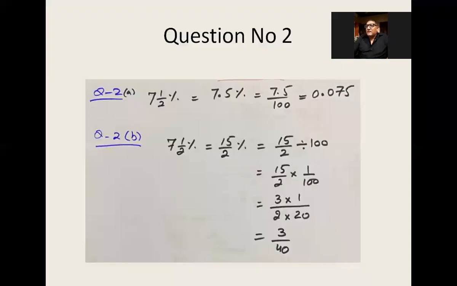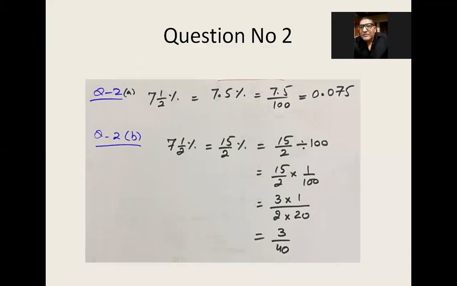So 7 whole 1/2% means 7.5%. When I say percent, I mean divided by 100. 7.5 divided by 100. Because you have 100 in the denominator, move the decimal 2 steps to the left, and the final answer will be 0.075.